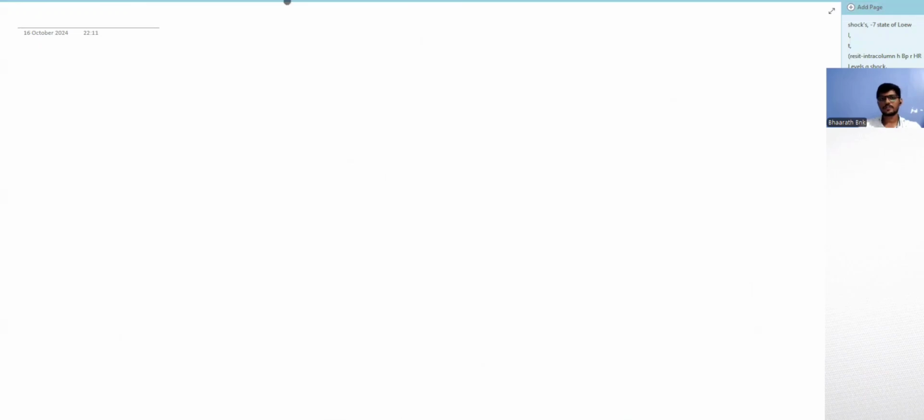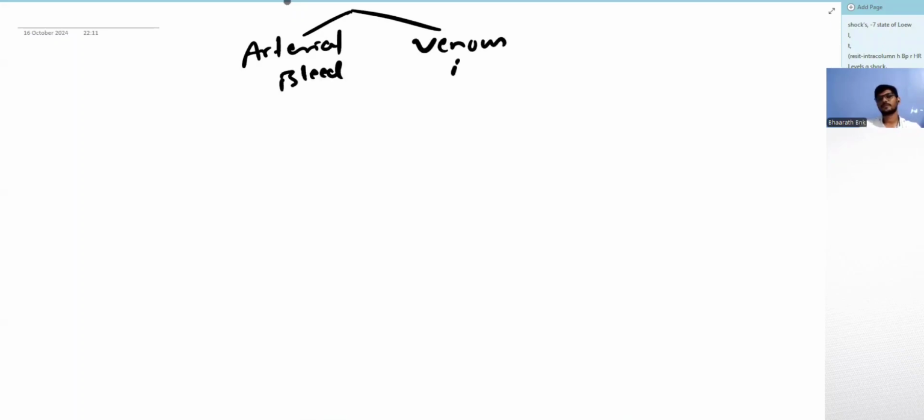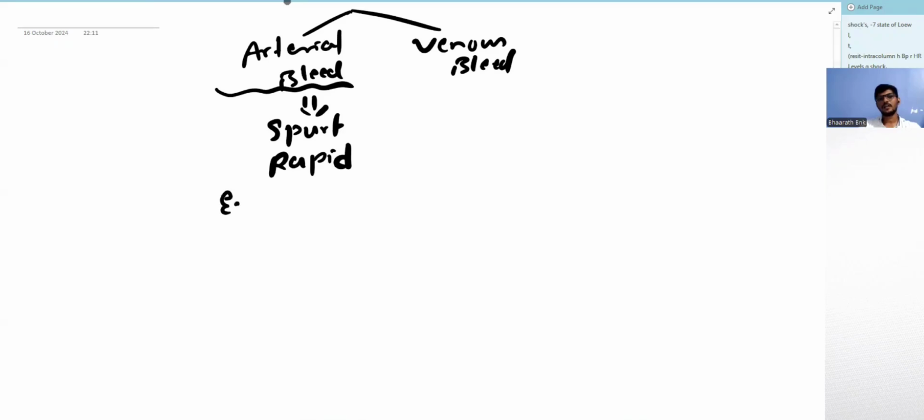And there is a little difference between the bleeding from an artery and a bleed from a vein in the development of shock. When the artery bleeds, it is a rapid spurt and there is no venous reservoir in the artery. So an earlier fall in BP will be observed. Because you recognize the fall in BP earlier, you send for investigations earlier.